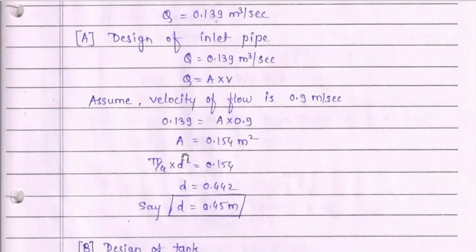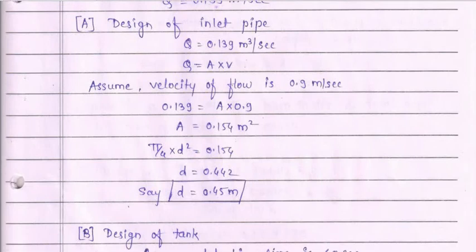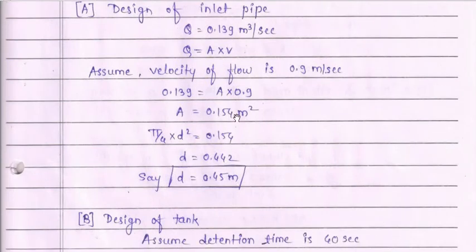Putting the value in, we get the area as 0.154 meter square. Assume that the inlet pipe is circular in shape. Therefore, putting in the circular area formula, pi by 4 into d square, we can find out the diameter of the inlet pipe. So from the first step, we got the value of the inlet pipe diameter as d is equal to 0.45 meter.